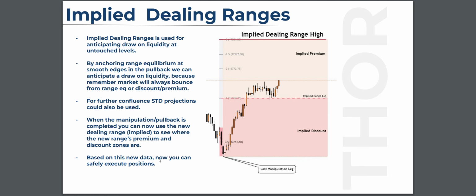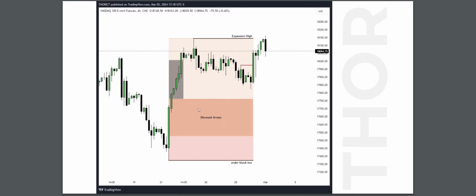So here, this is basically what I meant by based on this new data. So the new dealing range, the new implied discount, implied premium, you anticipate pullbacks into those levels, and you can look for long entries over there. This is another example. This is Nasdaq 4-hourly chart. Order block here. So order block low is the dealing range low. Price expanded energetically, expansion leg. High here, right? So we have the framework from low to high.